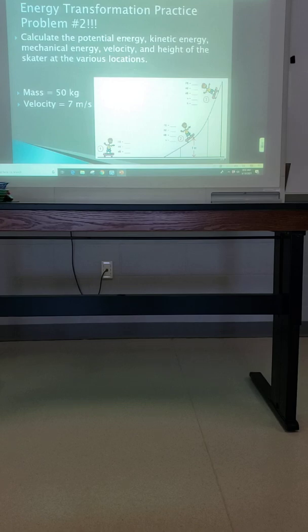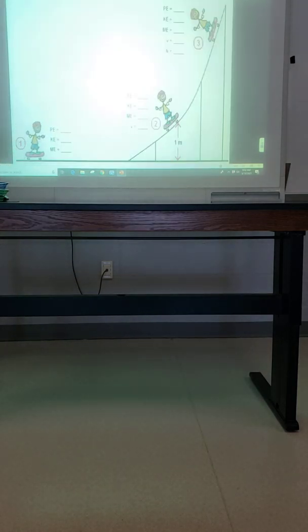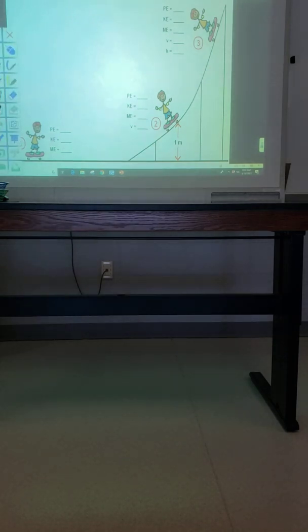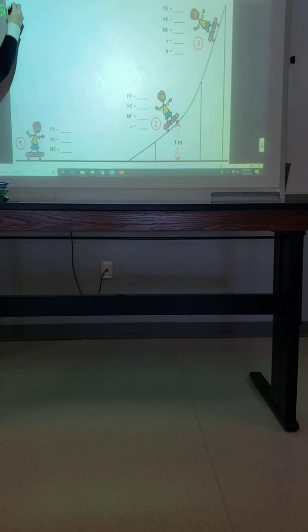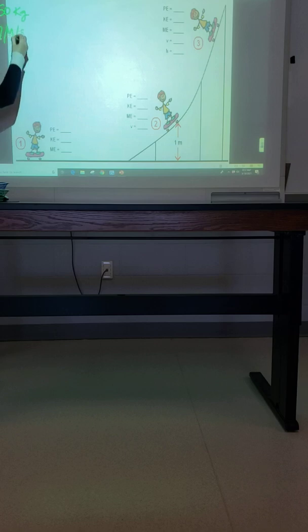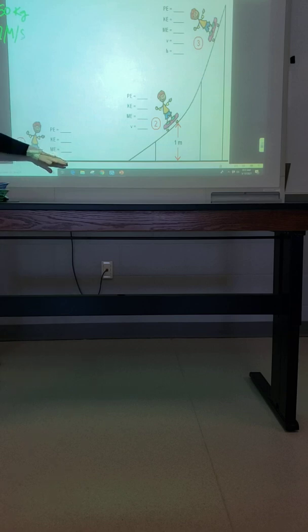So I am going to go to this one. Alright, so I'm going to copy over onto the next slide that the mass is 50 and the velocity is 7. Okay, so mass equals 50 kilograms and the velocity is 7 meters per second. Alright, that's our given information. When you're at the very bottom of this ramp, what do you think the height is? 0. It's going to be 0.